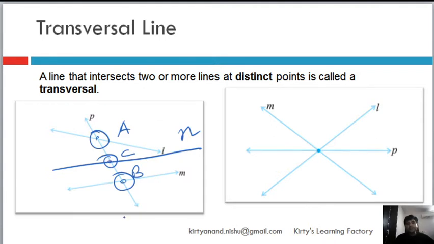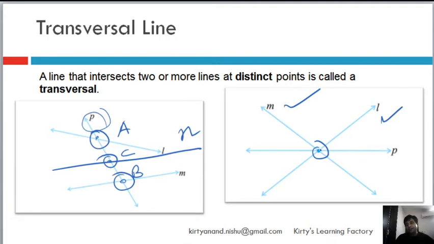So these are all three different points, and therefore line P is a transversal line to lines L, N and M. Now when we look at this diagram, what do we see? That here line P is intersecting line L and line M, but it is intersecting them at a single point, right? So there would be a point where line L and M are intersecting, and P is also passing through that point. Therefore it is a common intersection point, right?